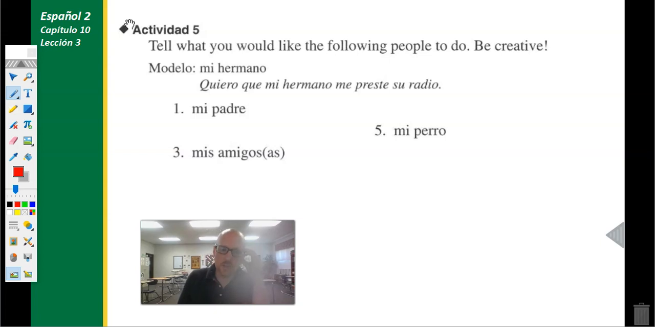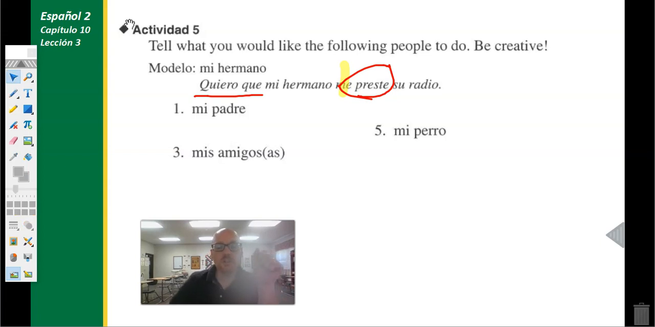So let's look at the modelo. Mi hermano, my brother. Quiero que mi hermano me preste su radio. I want my brother to loan me his radio. Notice it says me. I want my brother to loan me his radio. Quiero que. There's my expression of will. Quiero que. And then this has to be in the subjunctive because of that expression of will.